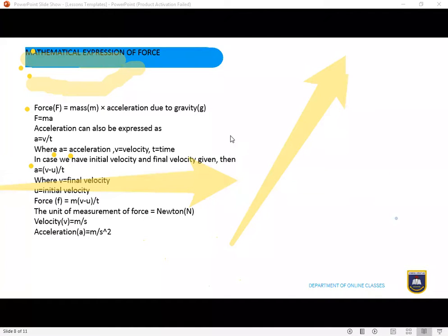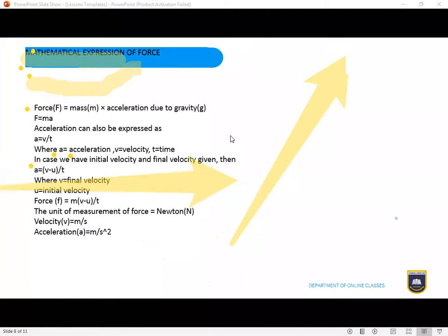Please mute yourself. The unit for force is Newton, represented by capital N. Newton, capital N. And the unit for velocity, which is V, is meters per second, that's m/s. Sometimes you see m/s raised to the power -1. It's the same thing.